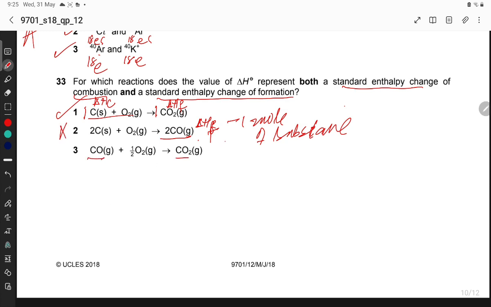Carbon monoxide plus oxygen gives carbon dioxide. 1 mole of substance is formed from its constituent elements. So this is not an element, this is a compound. So that's why the third is also incorrect. So if 1 is correct, then the D option is correct.